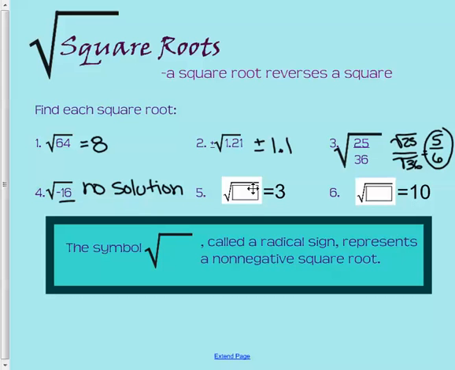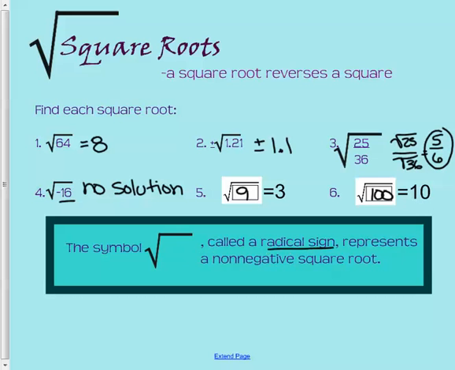What if they want to know what should be under the radical? What they're saying here is if I have the 3 as being the answer, what is going under the square root? So the square root of what number gives us 3? The answer would be 9, because 3 times 3 is 9. What number would be under the square root or under the radical sign to give us 10? So 10 times 10 gives us 100.